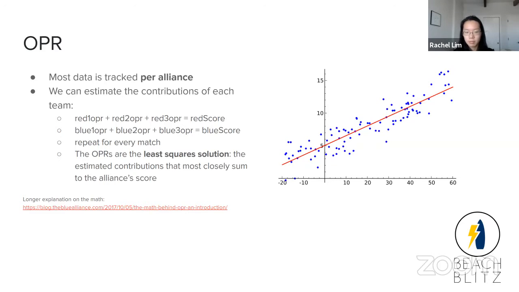The Blue Alliance has a really good blog post that digs more into this and the matrix math behind it. The intuitive grasp is, if you have noisy data and you've ever had to draw a best fit line through it, this is basically what we're doing. Except there's more than just X and Y, but it's really the same idea.